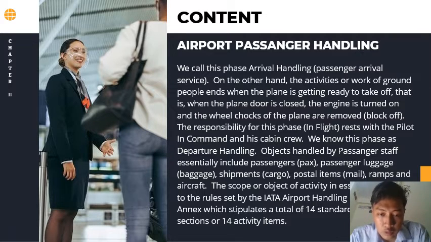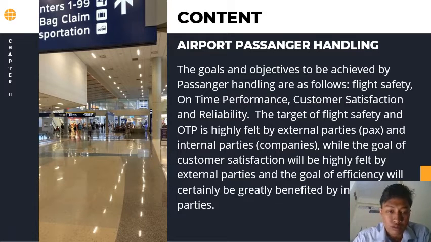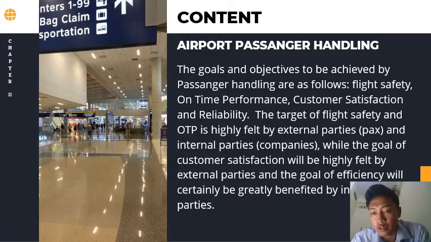Annex 810 stipulates a total of 14 standard service sections or 14 activity items. And next, the goals and objectives to be achieved by passenger handling are as follows: flight safety, on-time performance, customer satisfaction, and efficiency. The targets of flight safety and OTP are highly felt by external and internal parties, while the goal of customer satisfaction will be highly felt by external parties, and the goal of efficiency will be greatly beneficial to internal parties.